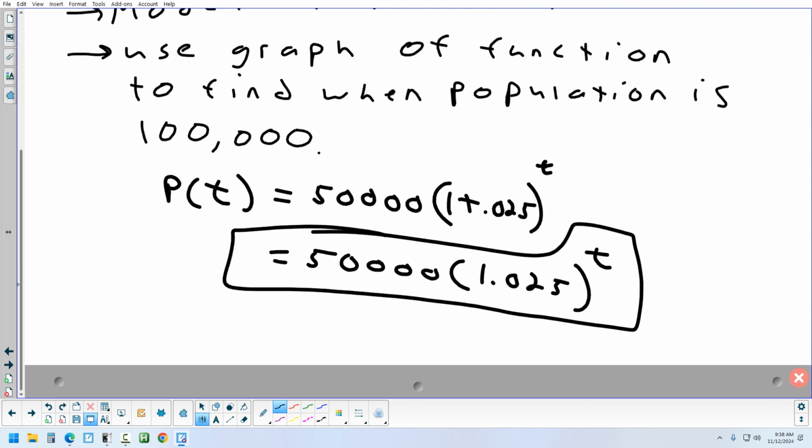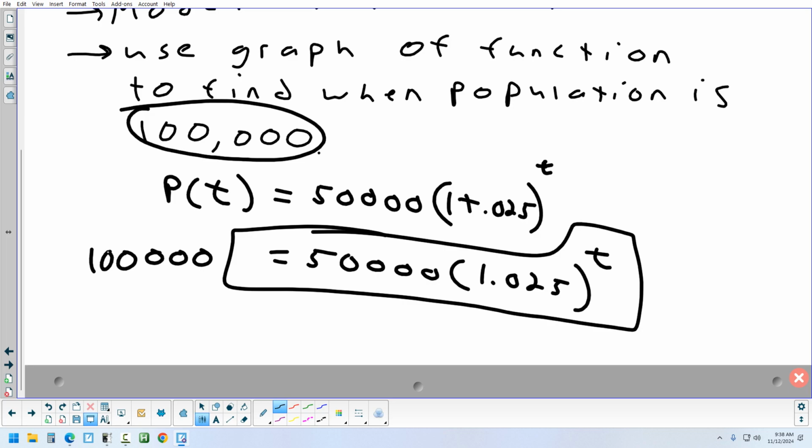Now they want to know when the population hits 100,000. Where does that 100,000 get plugged in? T or P of T? Yeah? P of T. So now you're going to set that equal to 100,000. And the tricky part about solving that is you have a variable in the exponent. We haven't talked about how to solve with variables in the exponent. To do that, we need a logarithm. So how else can we solve that? Because we haven't talked about logarithms yet.